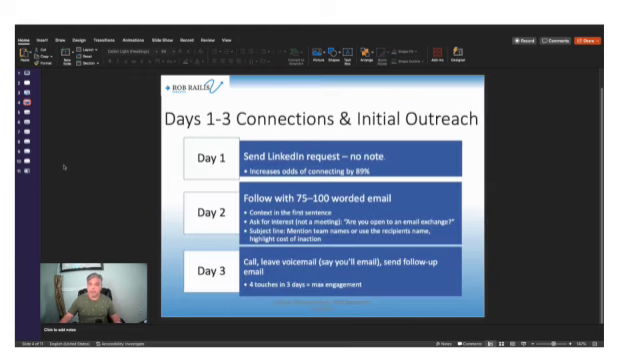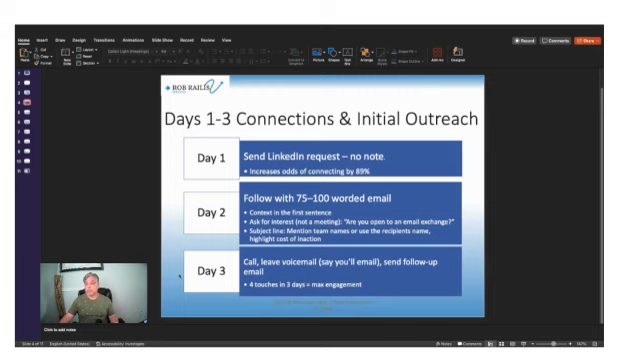So let's break it down a little bit. Days 1 through 3 are connections and initial outreach. They're saying here, send LinkedIn request, no note. Again, you send LinkedIn whenever you feel it fits in your business. One thing to recommend is you don't send a note in a LinkedIn request. You just send the request. Statistics say that not including a note increases the odds of connecting by 89%.